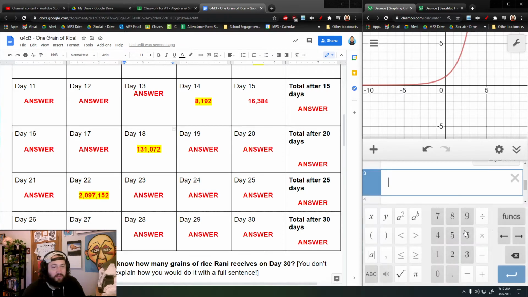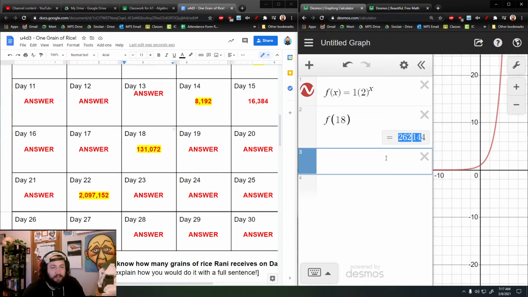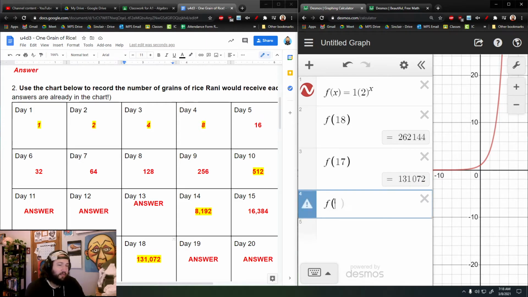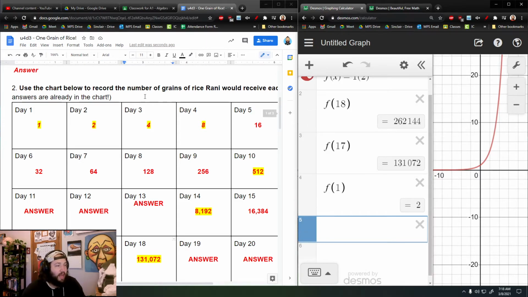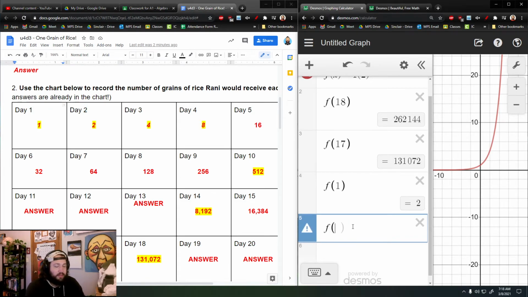Let's try this though, because this looks suspicious. I recognize this number. Let's do f of 17. Look, it worked. F of 17. You know why this works this way? Because f of 1 gives me the day 2 value. So everything's off by a day. And day 1 is really truly f of 0. See how this works? All right, so everything's off by a day.